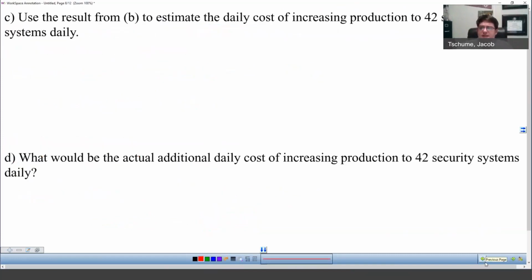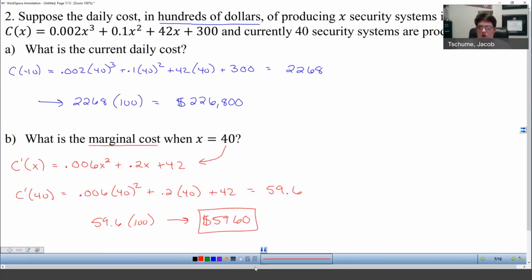All right, part C and part D. Part C says use the result from part B to estimate the daily cost of increasing production to 42 security systems. All right. So we are trying to estimate here. So I'm not trying to find the actual cost.